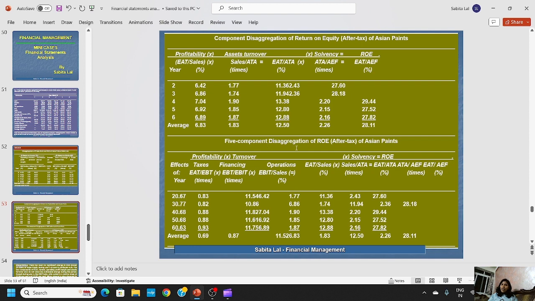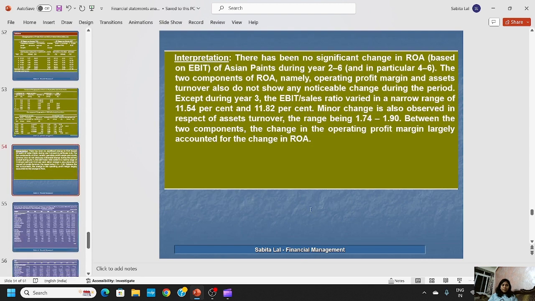Then again, the five-component disaggregation of ROE after tax of Asian Paints. So again profitability into turnover into solvency is ROE. Again, the same thing. Profitability, here we know the effects of the year, it is given. So here you take the tax, EAT by EBT, then financial, EBT by EBIT, operating, so you are able to calculate the entire thing.